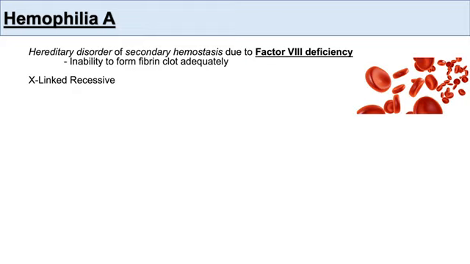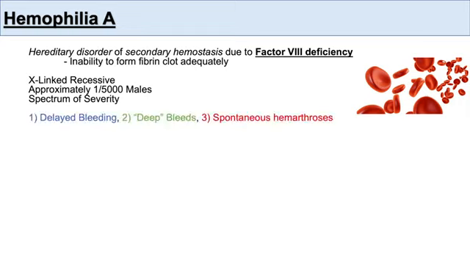Hemophilia A is an X-linked recessive condition, which means that males are predominantly affected, and approximately 1 in 5,000 males have hemophilia A. Hemophilia A is on a spectrum of severity. There are mild, moderate, and severe forms of the condition.